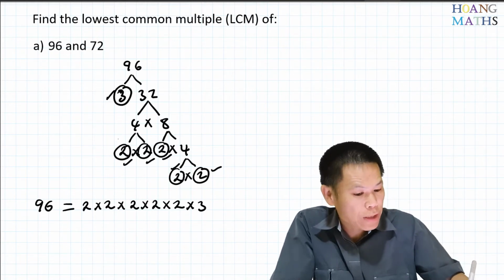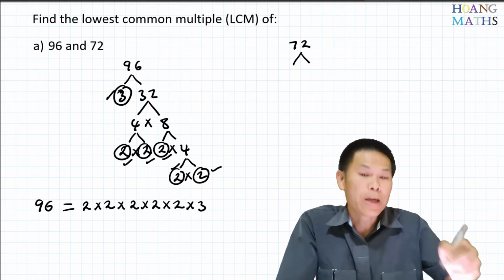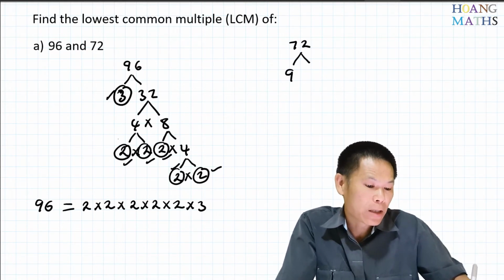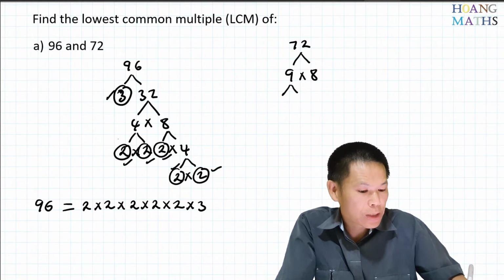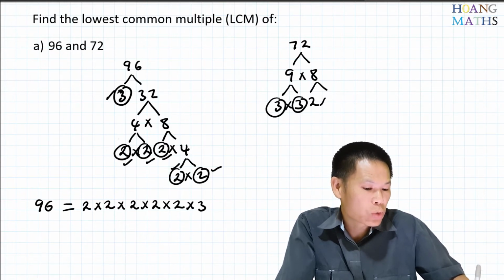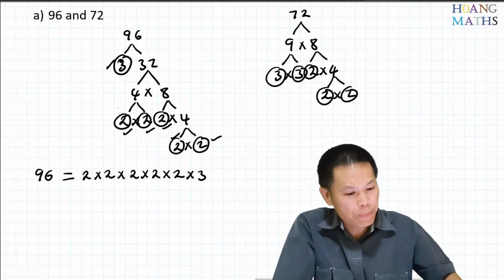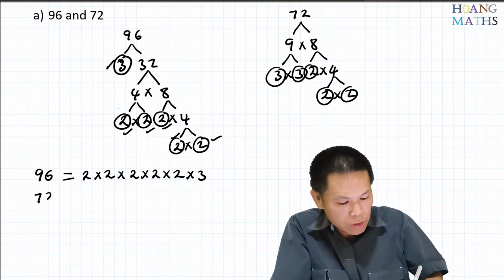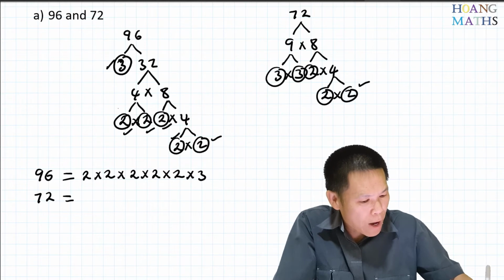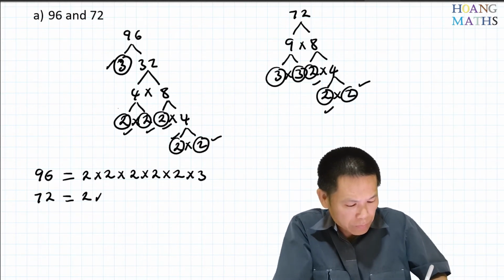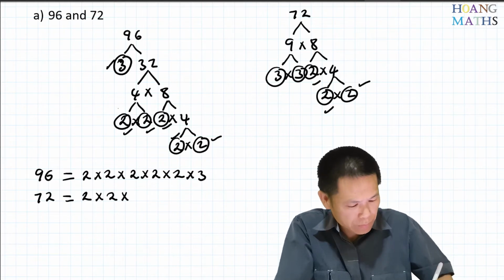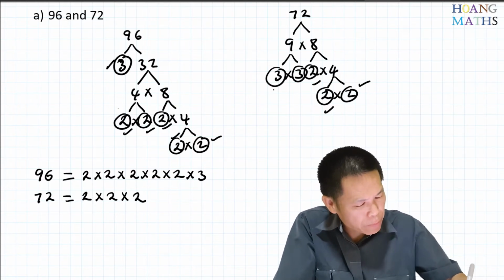And then we do 72. 72 is 9 times 8 or 8 times 9. So this gives me 3 times 3 and these are prime, and 8 is 2 times 4. So that 2 is a prime. 4 is 2 times 2. There you go. Let me move this up. So therefore, 72 is equal to 1, 2, 3, and then we times this 3.